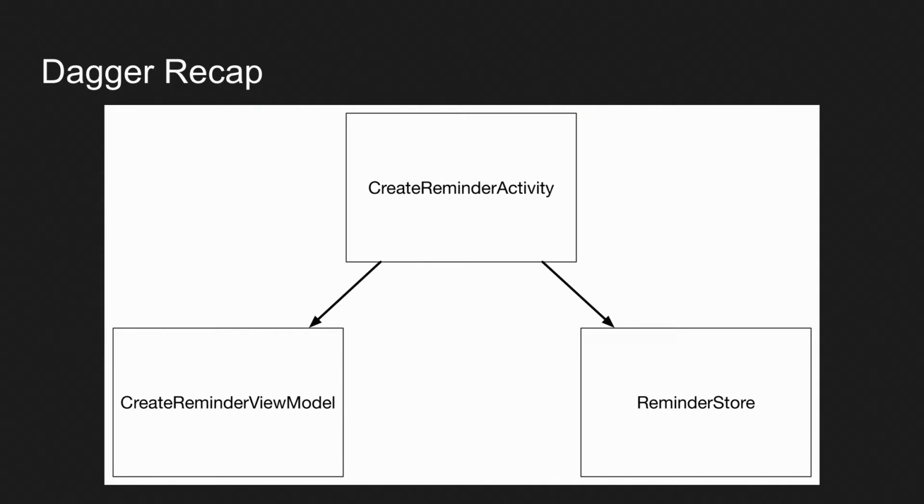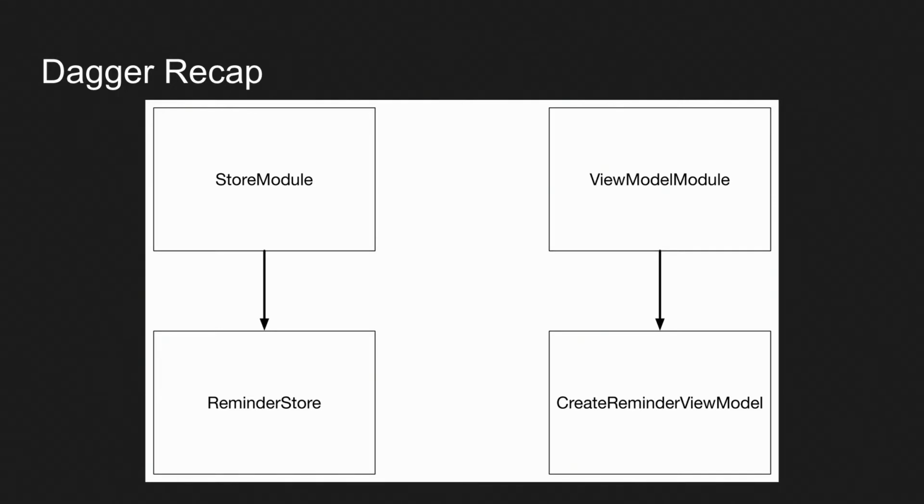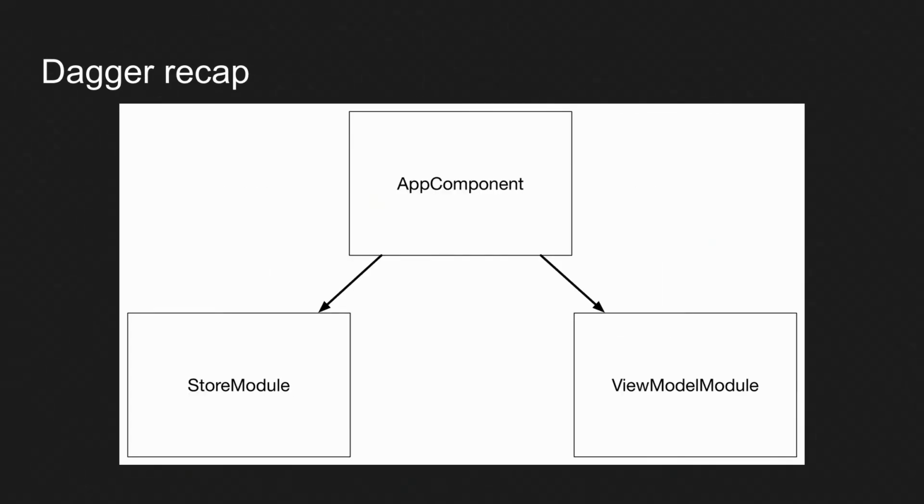So I have my activity here. It needs two things in order to function: a view model and a reminder store. Again, we want these things to be passed into this object. We don't want that implicit creation. So Dagger is going to help us out with that. Dagger has this concept of modules, which have factory methods to create these things. It figures out, hey, this class needs this type, this module can generate this type, and then it puts those two together.